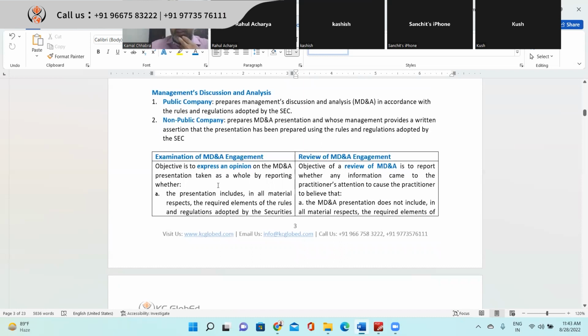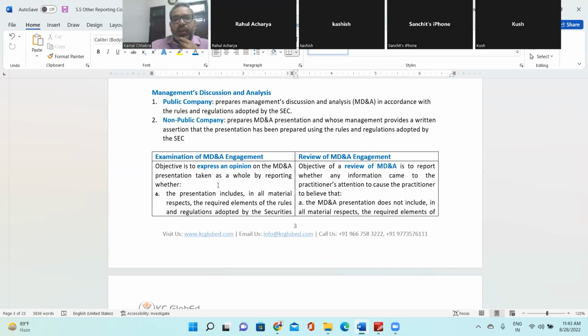First one is management discussion and analysis. For a public company, the management discussion and analysis is prepared in accordance with the rules and regulations adopted by the SEC. So who will be preparing the MD&A? Management, right? How do they prepare it? Based on the rules and regulations issued by the Securities and Exchange Commission.